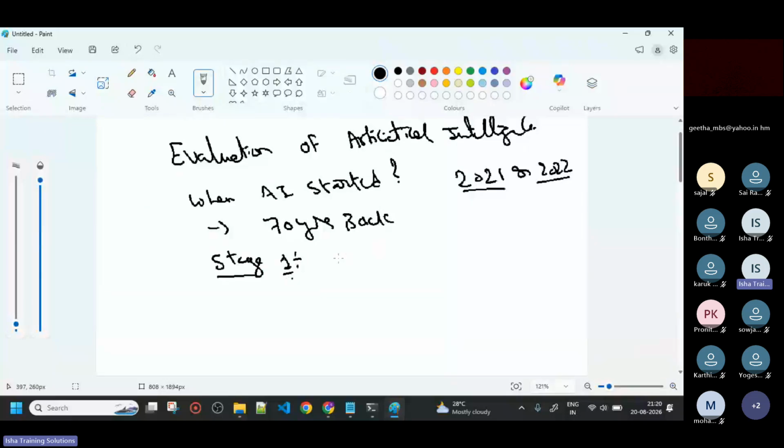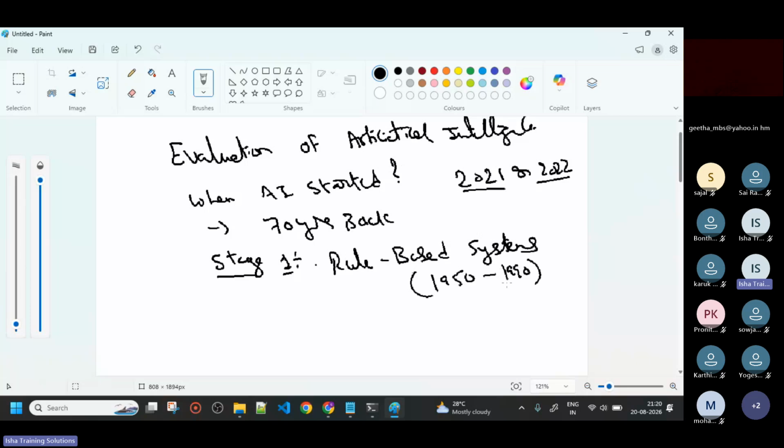The first stage is rule based. Anyone have any idea about rule based? Yes, mostly if and else conditions. Exactly. That is rule based. So if you ask a question, the answer is either yes or no. If it has the answer, it will say yes, I have the answer. If it doesn't have the answer, it will say no, I don't know. Simple. That is rule based. It will follow as per the rules. The time period of rule based is from 1950 to 1990. That is the first stage.